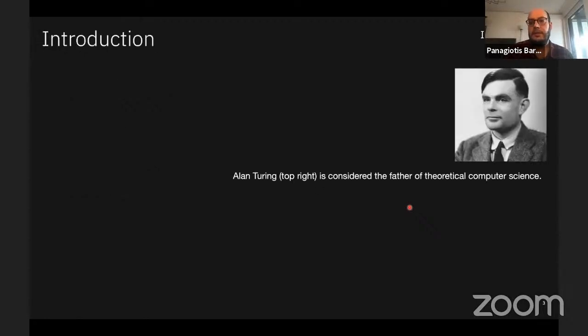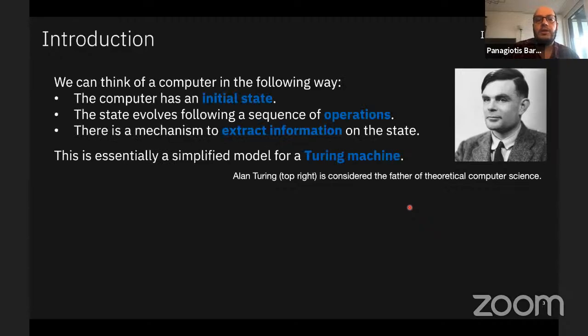So, first things first, we need to go back in time. This is Alan Turing. And Alan Turing was one of the first people in computer science that tried to define how we can think about a quantum computer, a classical computer, and what a computer can do. In general, a computer has an initial state. On this state, we need to apply different operations in order to evolve this state. This is a mechanism with which we are able to extract information from this state and try to solve a problem. This notion that I just described is a simplified Turing machine.